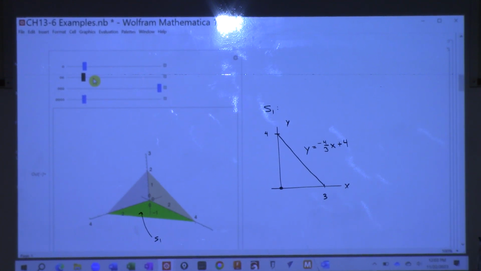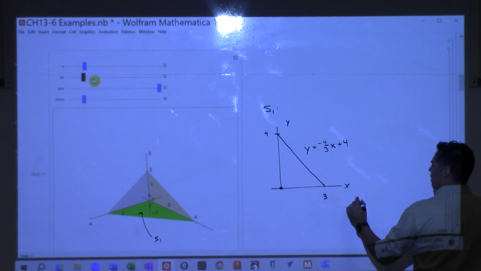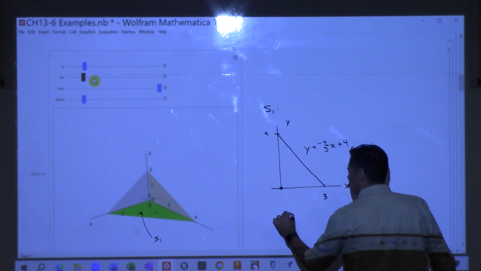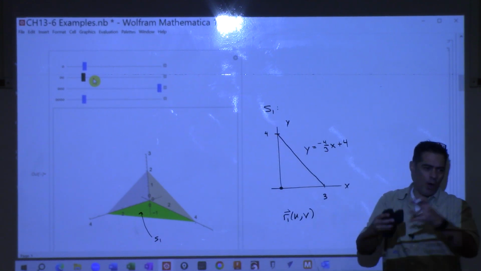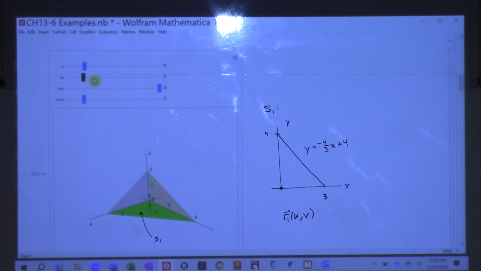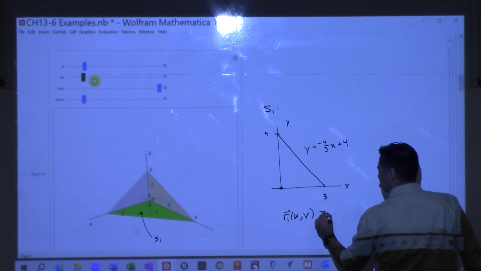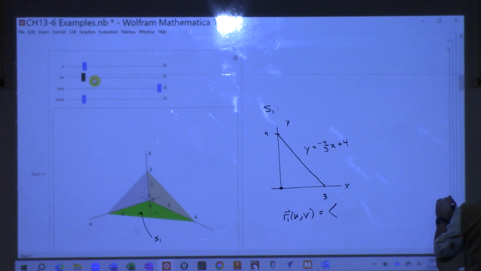Let's see. I need to come up with a vector function, r of uv. And let's do r sub 1. Can we do that, r sub 1? Because it goes with surface 1. That way when we have all 4 of our r's, it's r sub 1, r sub 2, r sub 3, r sub 4. All right. So here's the way I'm going to do this. First thing I'm going to notice is that no matter what, if I'm on the green, the z is 0. Right? If you're on the floor, the z is 0. So there's no work to be done there. But I need to figure out the x and the y.